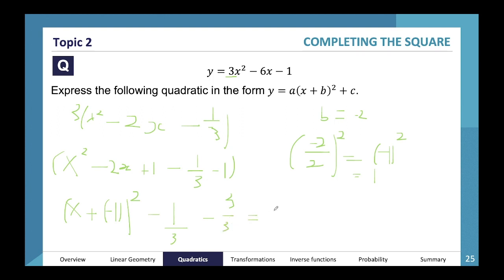And this is going to give me x plus minus 1 squared plus, this is going to be minus 4 over 3, right? Because minus 1 minus 3 is going to be minus 4 over 3, plus minus 4 over 3, and we're done. That is now in its completed square form, which is pretty nice. Good stuff to everyone who got that one. That's a little bit harder than the last one.